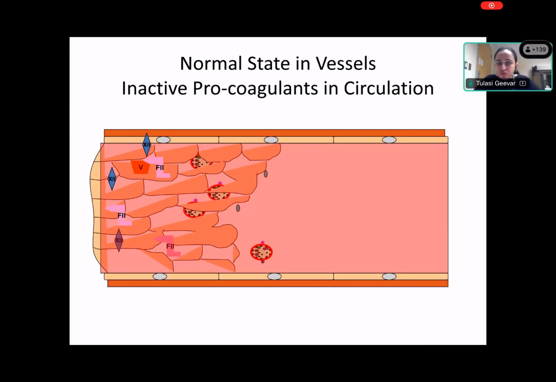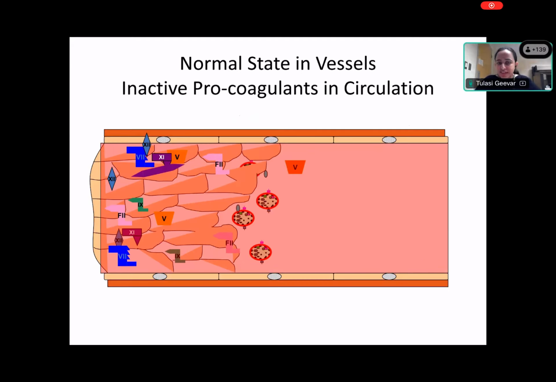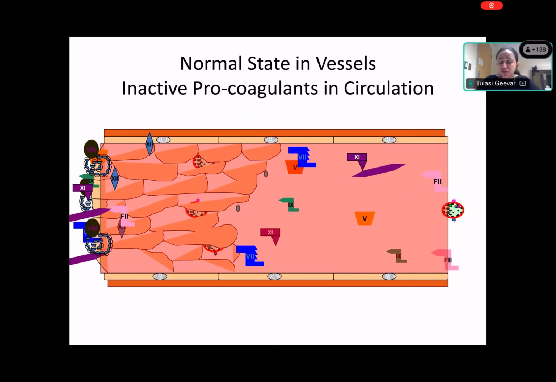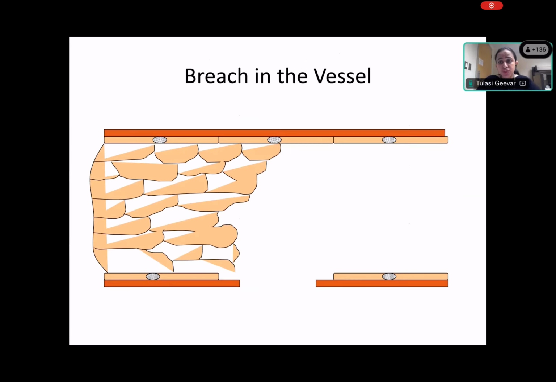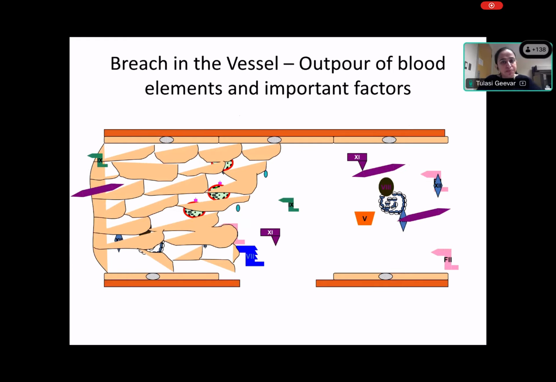Now let's go through this cartoon to explain the normal physiology of coagulation. This is a normal intact vessel wall with an intact endothelium, which is covering the collagen and not exposing the tissue factor. You can also see the coagulation factors and the platelets flowing in the blood. When there's an injury, there is a breach in the vessel wall, there is exposure of collagen, and there is outflow of blood and its elements to this breach in the vessel wall.